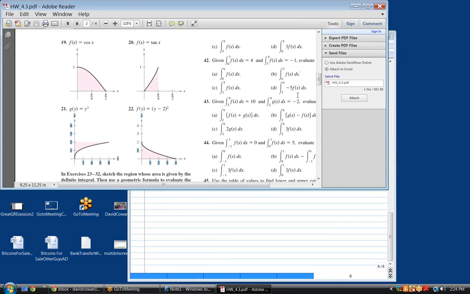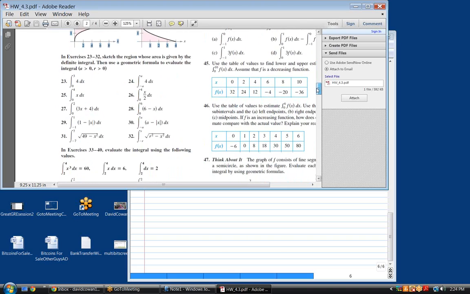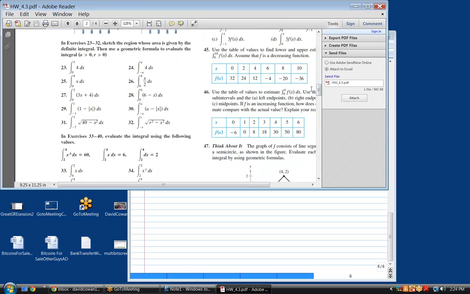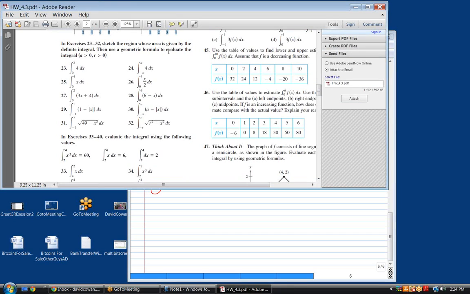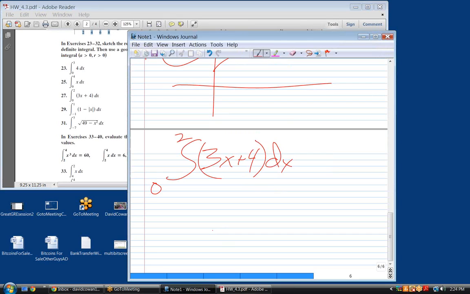All right, let's go look at 29. Sketch the region whose area is given by the definite integral, then use a geometric formula to evaluate. A is always greater than 0, R is always greater than 0. Okay? Which one are we doing? 27? So we're doing the integral of 3x plus 4 dx from 0 to 2. Sketch the region, and then use geometry. They don't want us to use calculus.